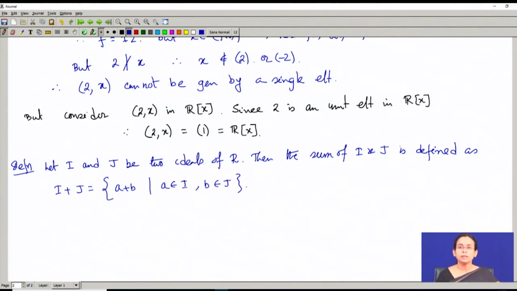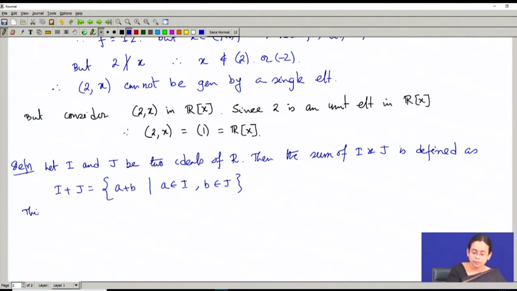You can see that since I and J both are subgroups, I plus J also has a subgroup structure, and I and J both are closed under multiplication. So, if you consider their sum and multiply by some element, it will again be of the form I plus J. Therefore, I plus J is in fact an ideal, and this is the smallest ideal.